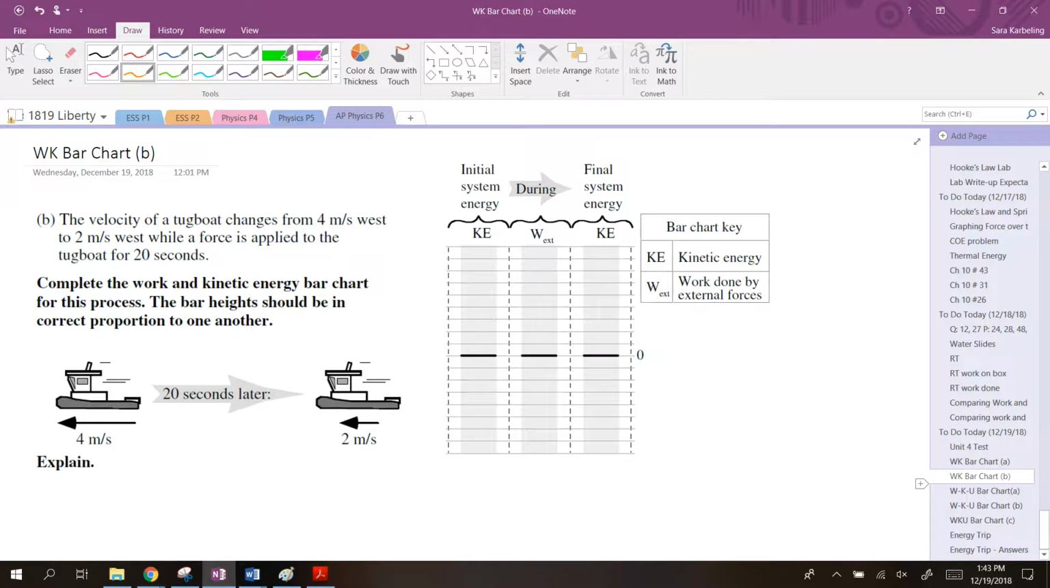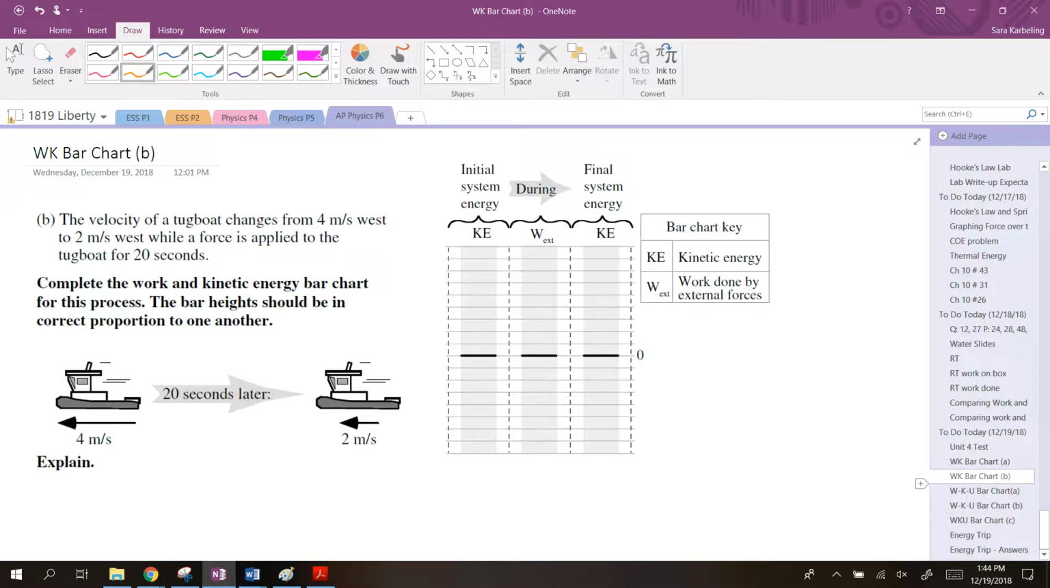All right, here's another one. It's very similar, but not exactly the same. The velocity of a tugboat changes from 4 meters per second west to 2 meters per second west while a force is applied to the tugboat over 20 seconds. Pretty darn similar, right? But a little something has changed. Complete the work and energy kinetic bar chart for this process. What's different?